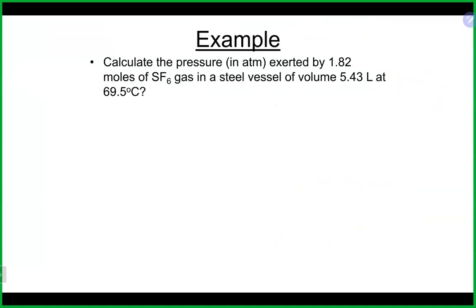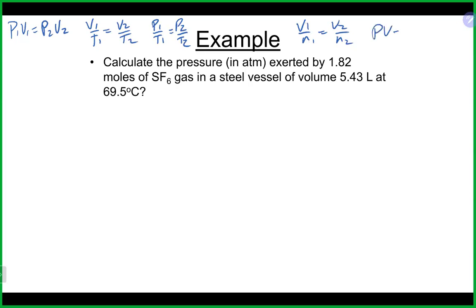All right, let's try one here. Calculate the pressure in atmospheres exerted by 1.82 moles of SF6 gas in a steel container that has a volume of 5.4 liters and 69.5 degrees Celsius. These are formulas that we learned. We got this one here, Boyle's. We got Charles. We got Gay-Lussac. Got our friend Avogadro. And then we have our ideal gas law.